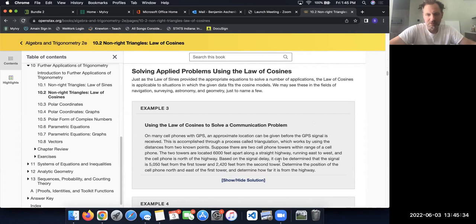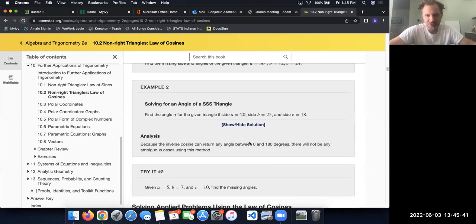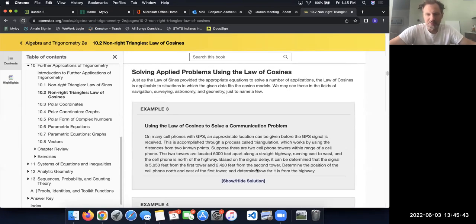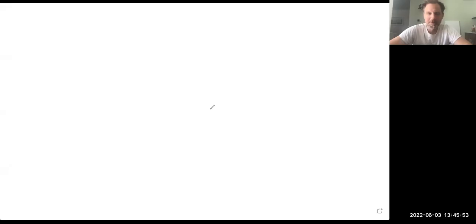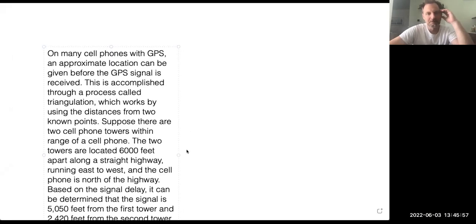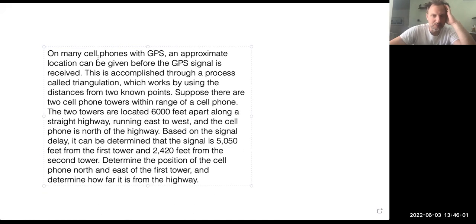One of the things that I like about this online textbook is the show hide solution. Some of the examples have the show hide solutions, and I think that's a nice way to test your understanding of things. That's what we're going to do here. I'm going to copy this and bring it over to a whiteboard. We'll talk a little bit more about some of the other features in the homework.